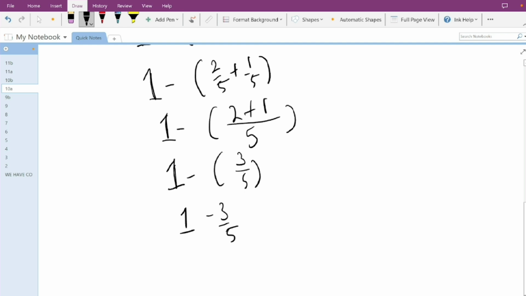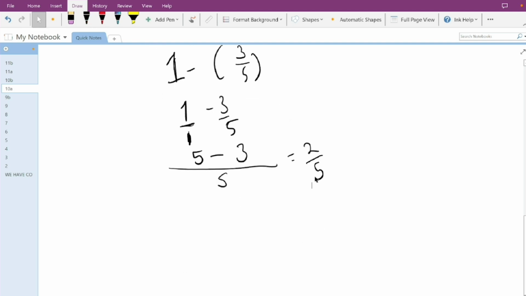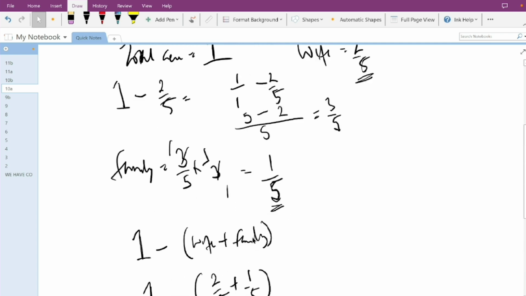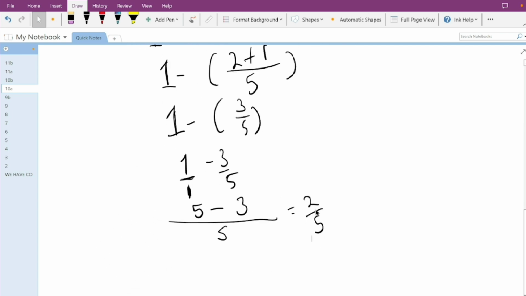What we do now is solve our normal fraction. So we can say this is 1/1. Then you find the LCM. LCM is 5. 5 divided by 1 is 5 times 1 is 5. 5 divided by 5 is 1. 1 times 3 is 3. So we have 5 minus 3, that's 2/5. That means the children received 2/5, and we got it by taking the share of the wife plus the share of the family. Then we subtract it from the whole farmland the man left. Then we get our answer to be 2/5.